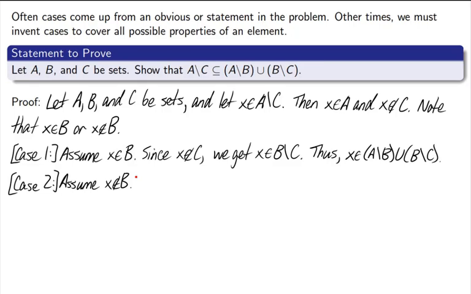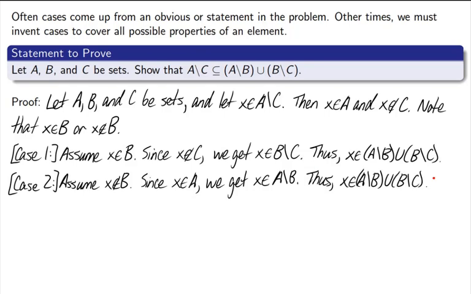Case 2. Assume x is not an element of B. Now this time, let's show that x is an element of this set, A minus B. We know that x is an element of A, so let's use that. Since x is an element of A, we get x is an element of A minus B. And that's it. Thus, x is an element of A minus B union B minus C. And that finishes the proof since we've shown it for both cases.